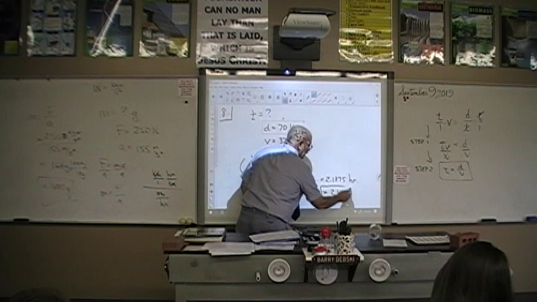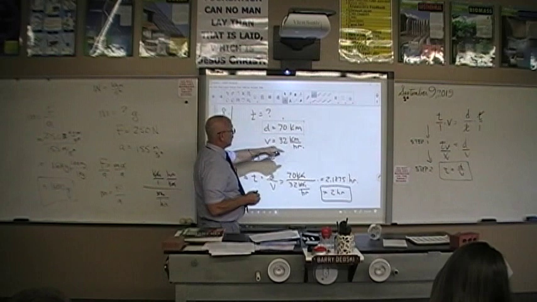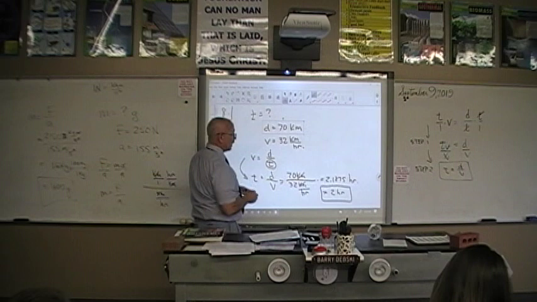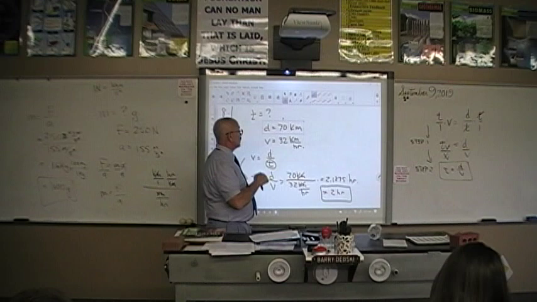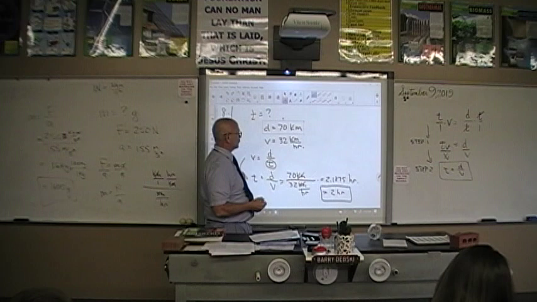Now, if you did it in minutes or seconds, you'd have a conversion factor in here to change the velocity to kilometers per second. Or I could get all the way to this answer and then change that answer to seconds by multiplying by 60 twice. Times 60 to get minutes, and then times 60 to get seconds. Or we can change this velocity to kilometers per second, which is still going to be multiplying by 60 twice.